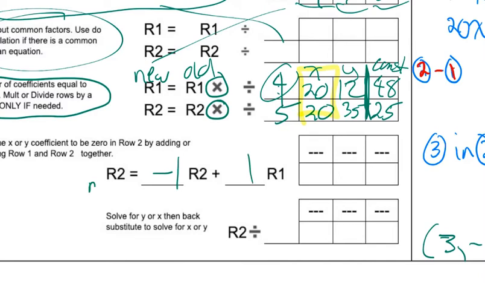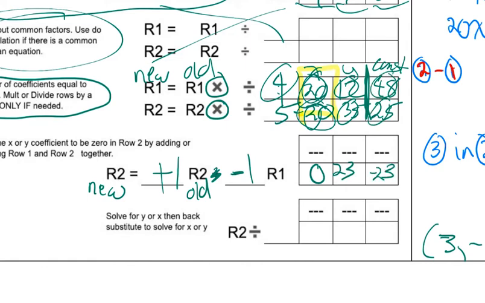Okay, so the new row 2, and this is the old row 2. So what I'm doing is I'm subtracting. So I'm going to take the negative of this and add it to this. So negative 20 plus 20, that's 0. You know what? I'm going to do it this way. I'll make it 1 times R2 plus negative 1 times R1. So it's going to become R2 minus R1. That's probably easier, right? R2 minus R1. So 20 minus 20 is 0. 35 minus 12, 23. 25 minus 48, that's negative 23.